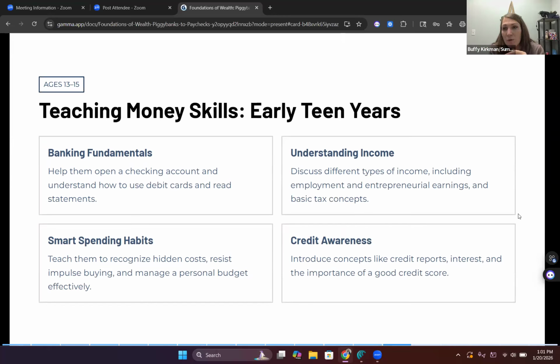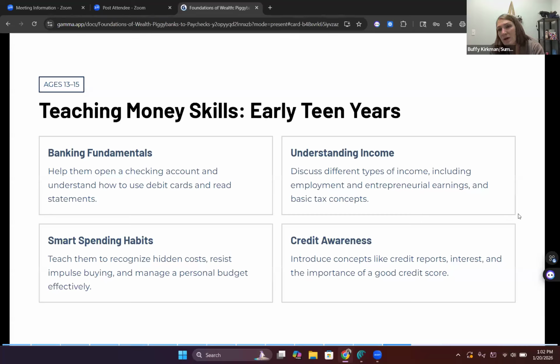Okay, so they should open a checking account. They should understand how to use their debit cards, that a debit card is for real money, not pretend money, not fake money. It matches the money that's in their checking account. They should know how to read their bank statement. They should understand different types of income. This is again what we were talking about. So understanding, hey, if you work for an hourly wage, that might be really different than what you can make mowing lawns.